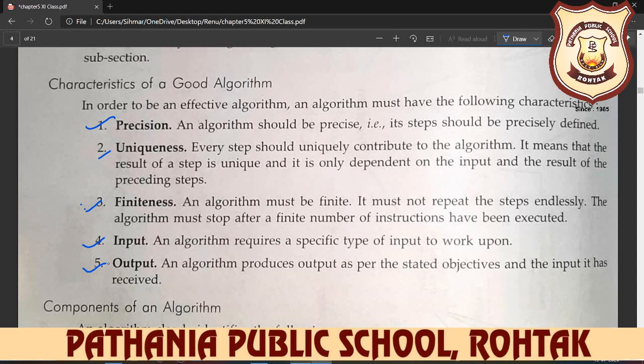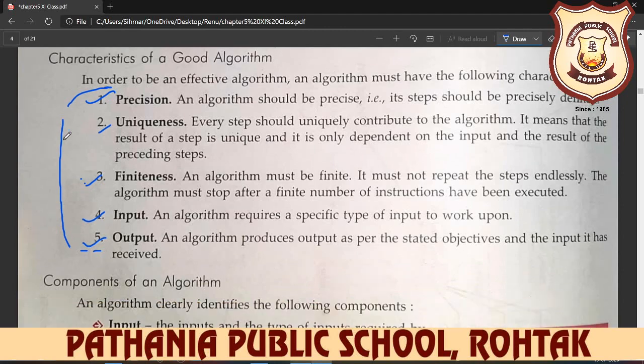Input. The next characteristic is input. An algorithm requires a specific type of input to work upon. And output: an algorithm produces output as per the stated objective and the input it has received. So these are all the characteristics of a good algorithm. If you want to write a good algorithm, then you follow all these characteristics.